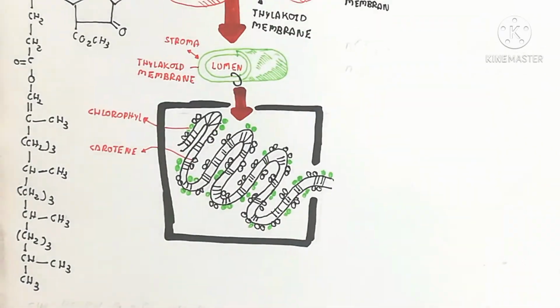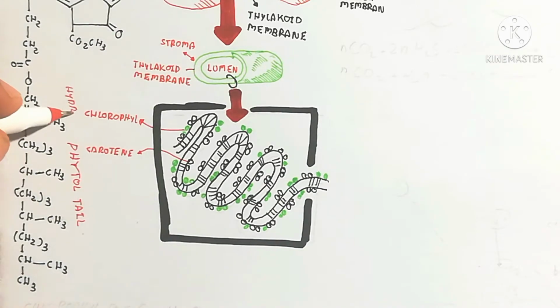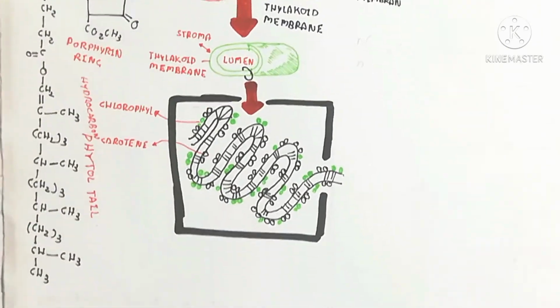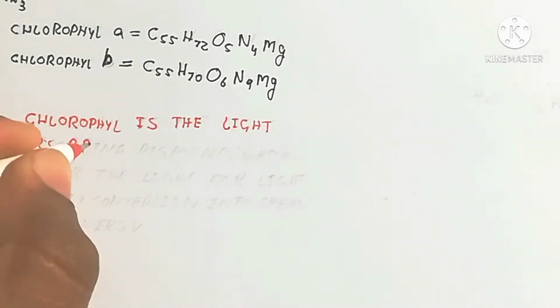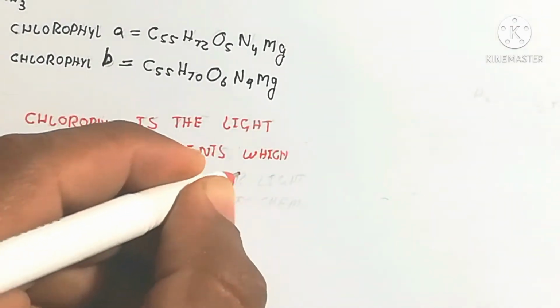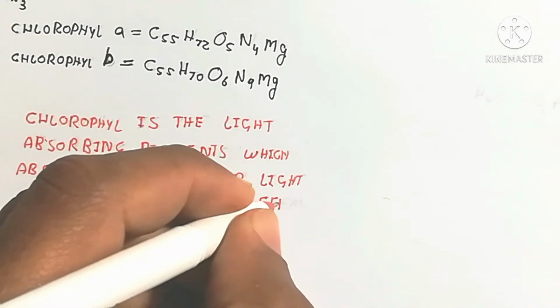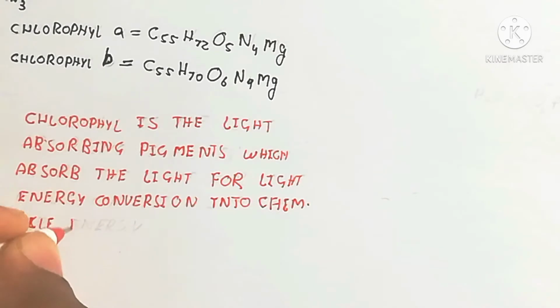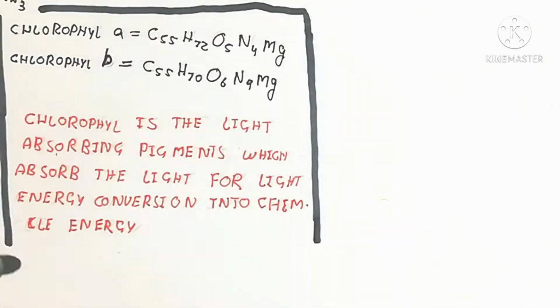Chlorophyll contains a ring and tail structure. The ring is known as the porphyrin ring, and the phytol tail is a hydrocarbon tail. The ring is used for the absorption of light. The two chlorophylls, chlorophyll A and chlorophyll B, differ here: chlorophyll A has 72 hydrogen, and chlorophyll B has 70 hydrogen, with oxygen 5 versus 6. It is the light-absorbing pigment which absorbs light for the conversion of light energy into chemical energy. So that is easy to understand.